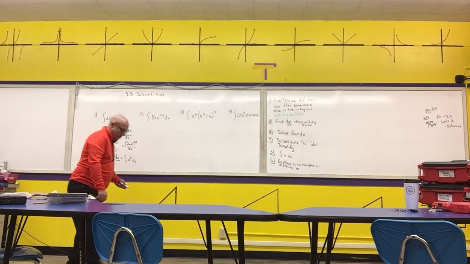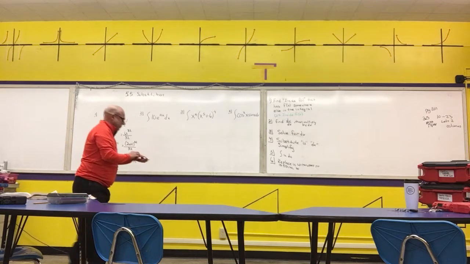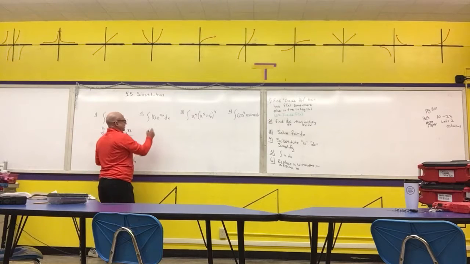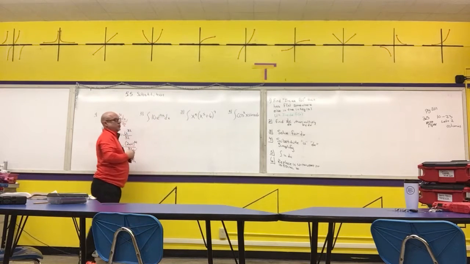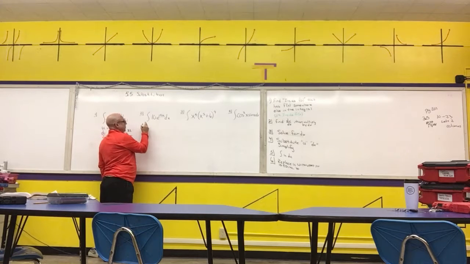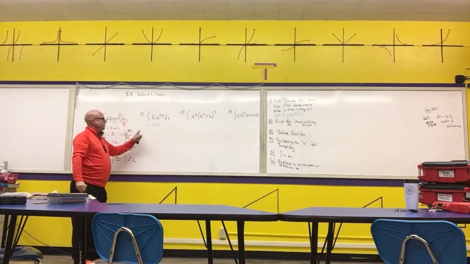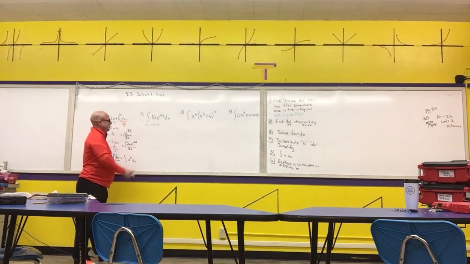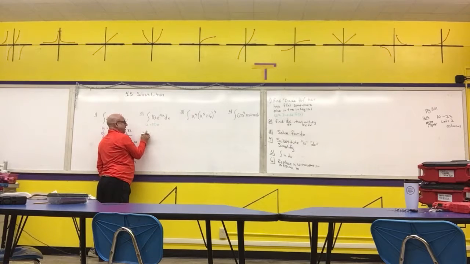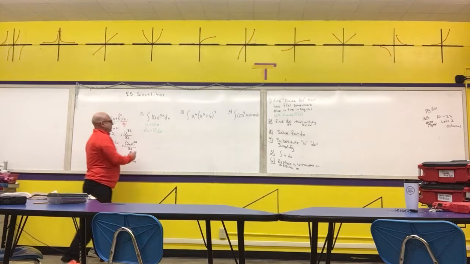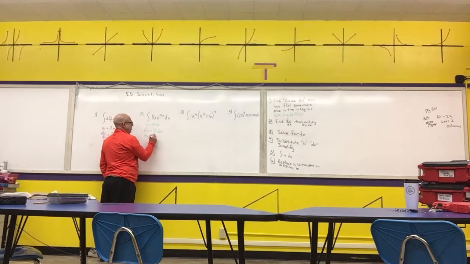Okay, so step 1, find an inside function. Well, this inside function is actually the exponent. So I'm going to write u is equal to 10x. Then I'm going to take the derivative and multiply both sides by dx. The derivative of u is du over dx. The derivative of 10x is 10, and move the dx over. Solve for dx, and I get dx equals du over 10.